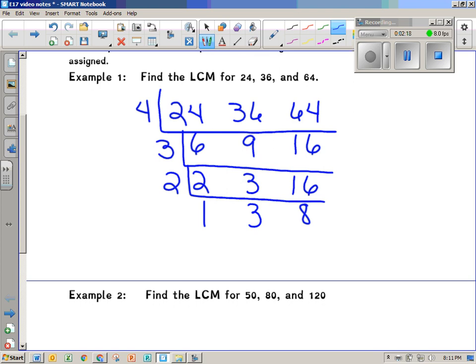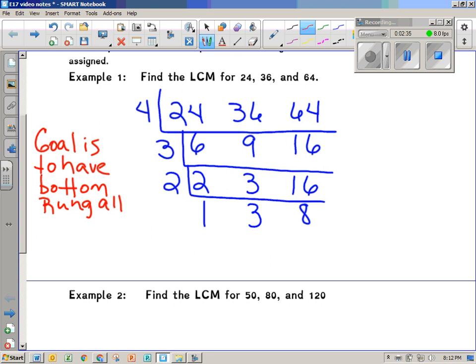Well, your goal here, and let's write that out to the side, your goal is to have the bottom rung all ones. So I've got 1 1 right here, but I've got a 3 and an 8. So to make the 3 a 1, I would have to factor out a 3. Well, 3 doesn't go into 1, so you bring it down. 3 into 3 once. 3 doesn't go into 8, so you keep it.